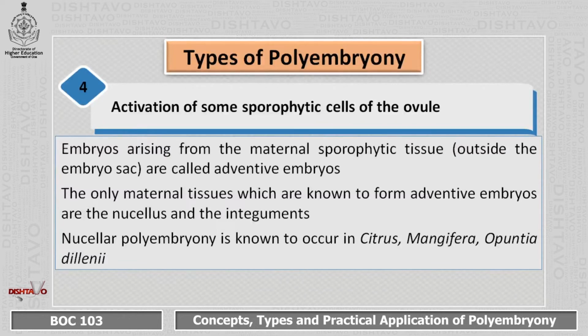Development of endosperm plays an important role in the origin of adventive embryos. Nucellar polyembryony is known to occur in Citrus, Mangifera, Opuntia dillenii.